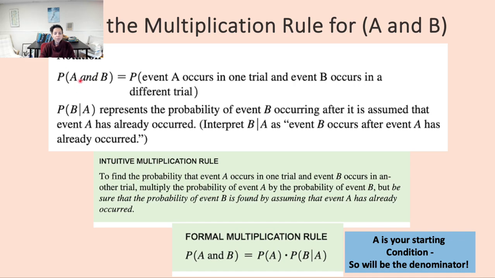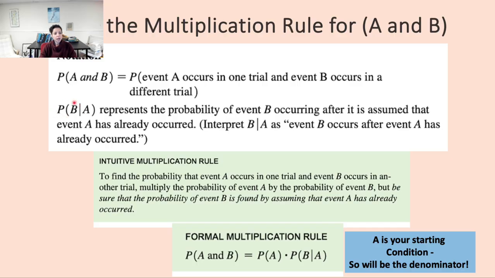We have the probability of A and B. A and B is the probability that event A occurs in one trial and the event B occurs in a different trial. So that's the notation with probability A and B. The different trials: A occurs in one trial, B occurs in a different trial. But if we want to look for something that happens in the same trial and in a particular order, the notation's going to look different.